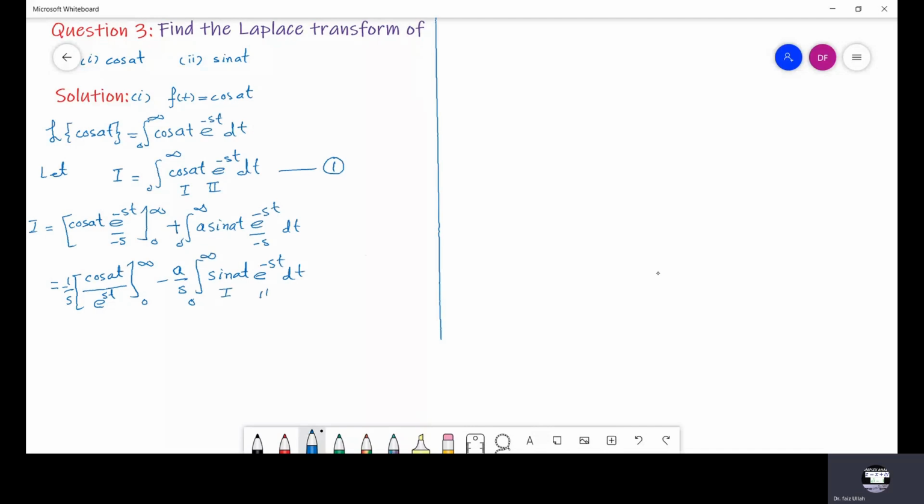Now again we will apply integration by parts. From the first term we can write minus 1 over s, and now e power infinity is infinity, anything divided by infinity is 0, minus cos 0 is 1, e power 0 is 1, so we have this thing, minus a over s into the first function sine at, integration of the second e power minus st divided by minus s. Limits are from 0 to infinity, minus integration 0 to infinity, differentiation of the first. So it is a cos at, integration of the second, and we have dt here.